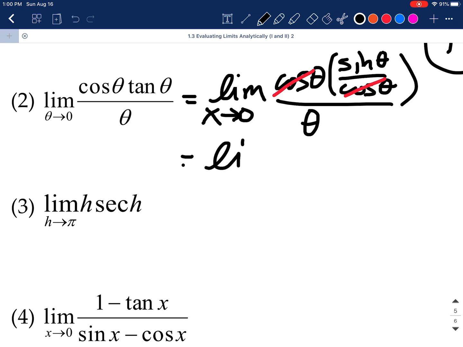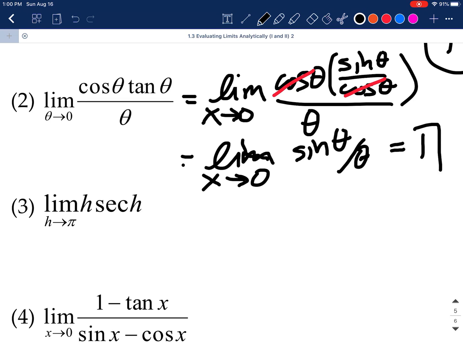So then we're left with the limit as x goes to 0, sine theta divided by theta, which is, of course, equal to 1 by our box above. Now note, we still get 0 divided by 0, though, with our direct substitution. So direct substitution doesn't yield our answer. We have to do a bit of simplifying.